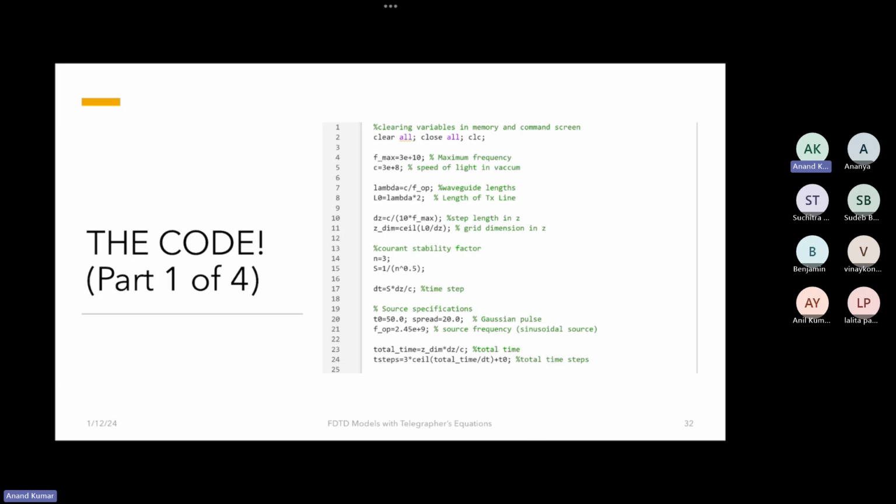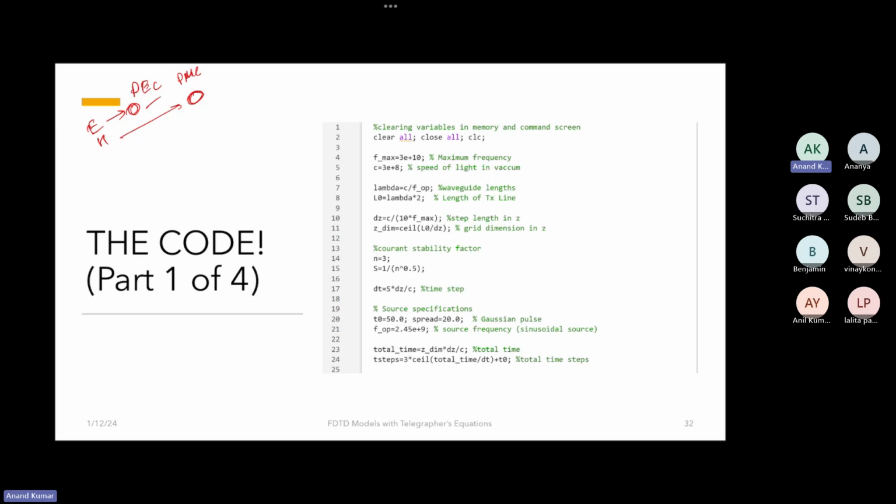So in case of PEC, if you're writing your FDTD code on the basis of electric and magnetic fields, you can force your electric field to be zero at that boundary, and that will replicate the PEC condition. And if it is a PMC, you can force your magnetic field to be zero at that boundary, and it will enforce a PMC boundary condition.